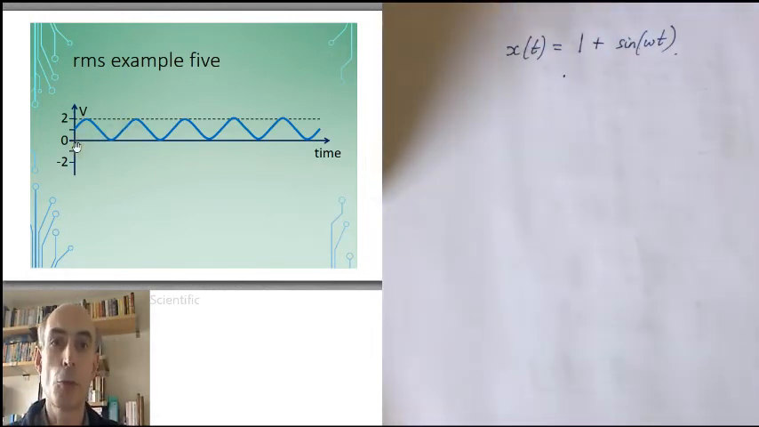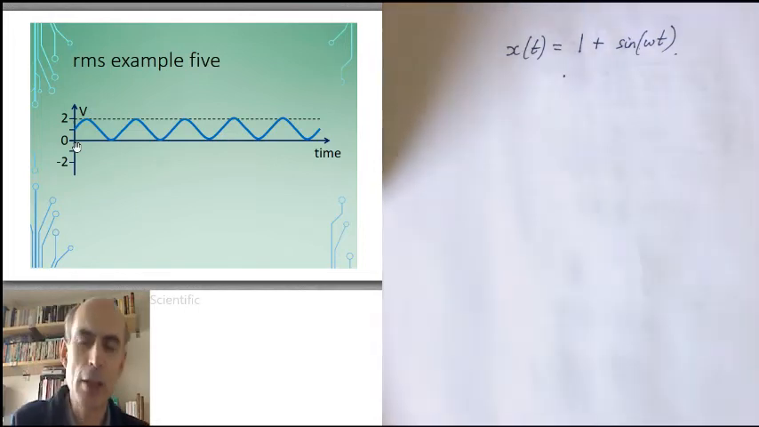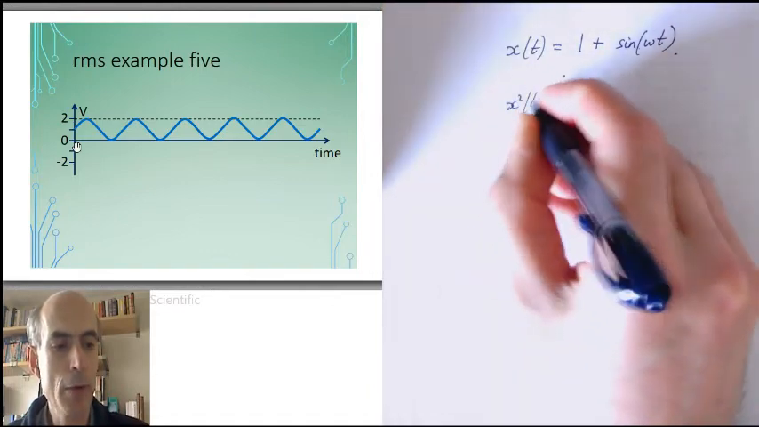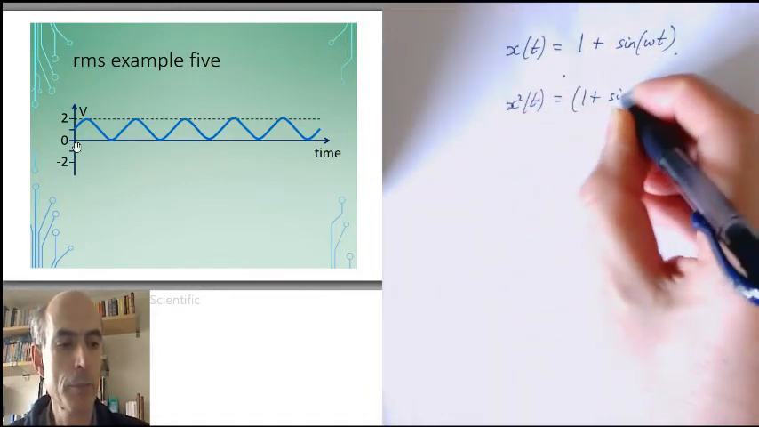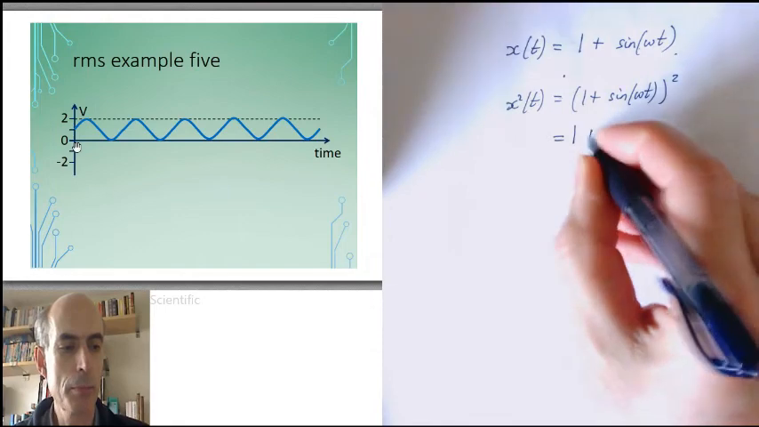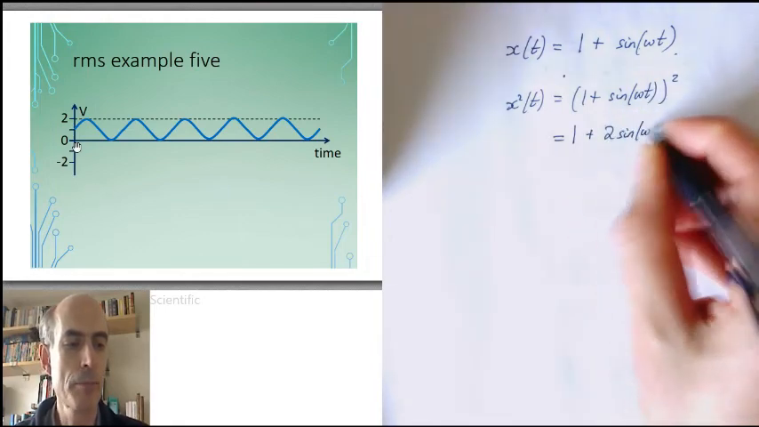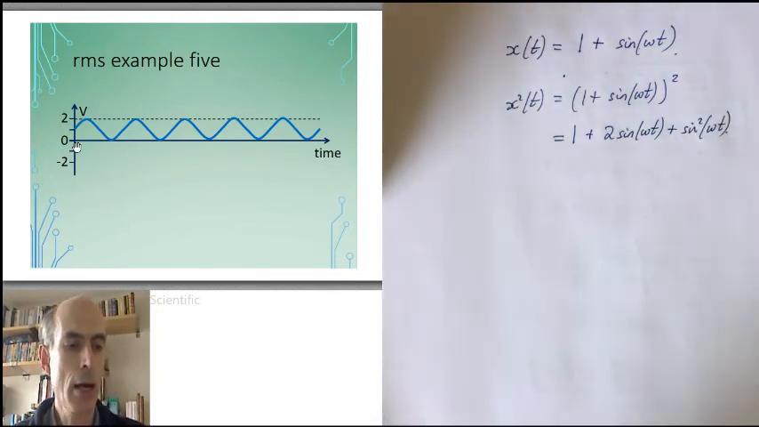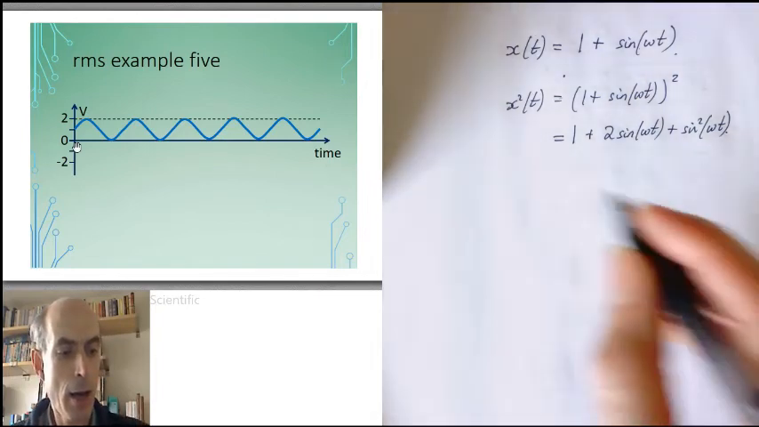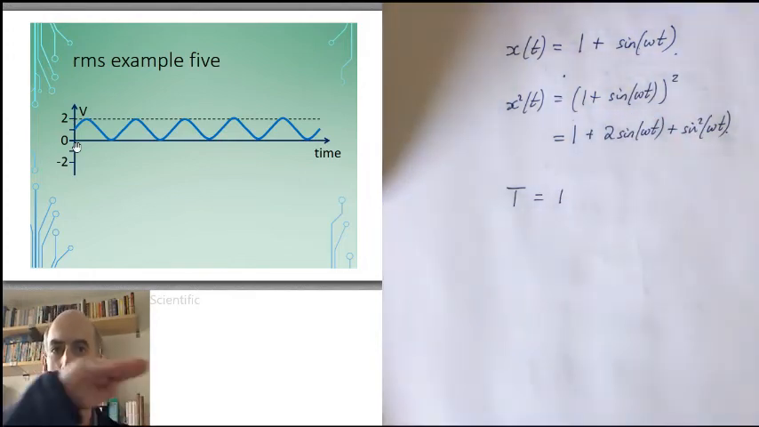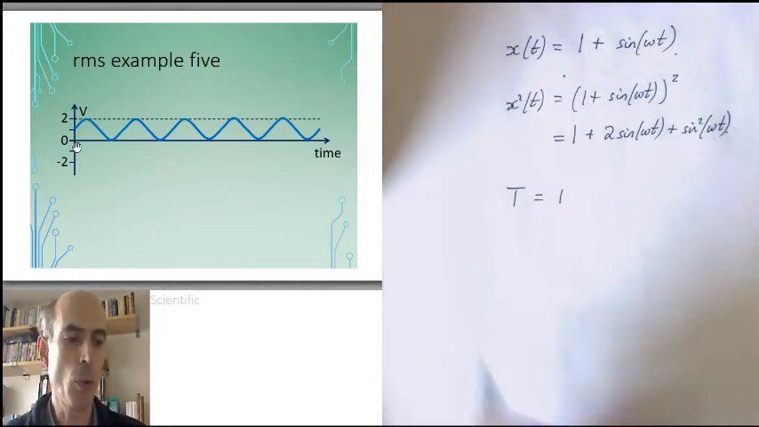Right. So we square it, we take the average, and then we take the square root of that average. First job, square it. If I square it, I get 1 plus sine omega t all squared. Multiply out the brackets, I would get 1 plus 2 sine omega t plus sine squared omega t. And I want the average value of that lot. Okay. The average value of 1 is just 1. It's just constant 1 all the time. Its average is going to be 1.